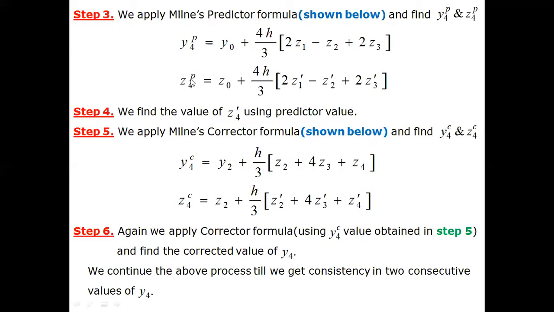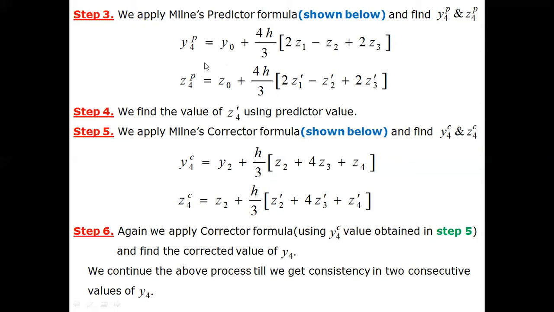And the predictor formula for z4 is z0 plus 4h by 3 into 2z1 dash minus z2 dash plus 2z3 dash. So just in the previous relation, if I put dashes here for the derivatives, z1 becomes z1 dash, z2 becomes z2 dash, z3 becomes z3 dash. So using this relation, I can write this also. So I can calculate the predicted values of y and z using these two relations. This is what we have to do in the third step.